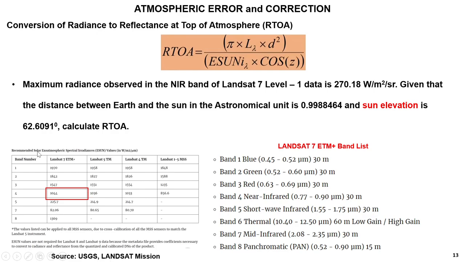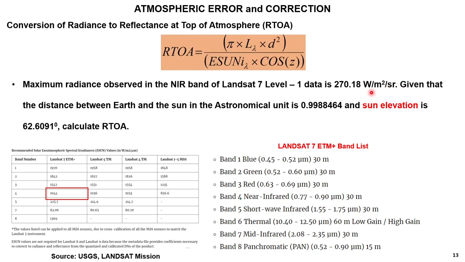If you search for exo-atmospheric spectral irradiance for Landsat in Google, you will get the USGS website. For different Landsat missions, Landsat 7, 5, 4, and so on, and for different bands, you have this E sun lambda value. In this question, the maximum radiance observed in the NIR band of Landsat 7 level 1 data is this much value, and for this radiance we are going to find the top of atmosphere reflectance.